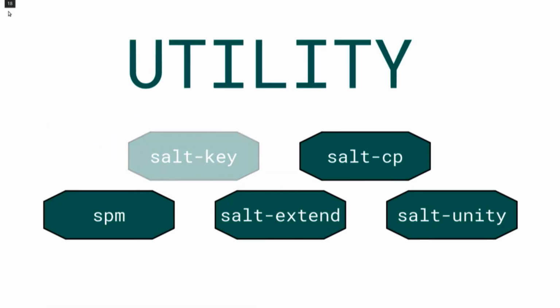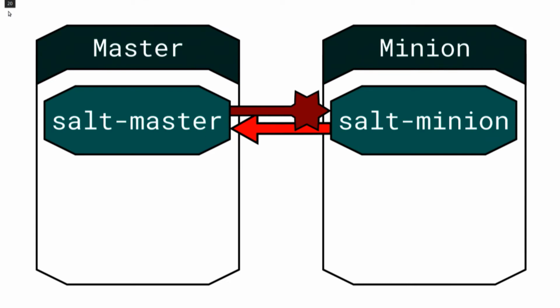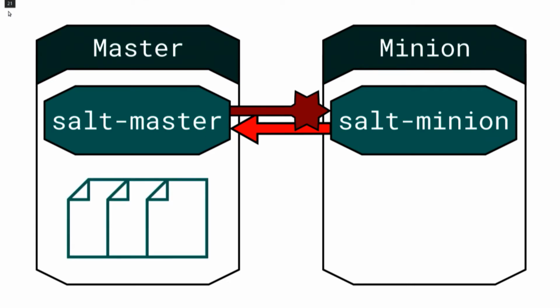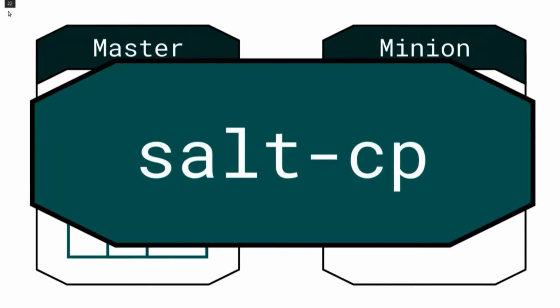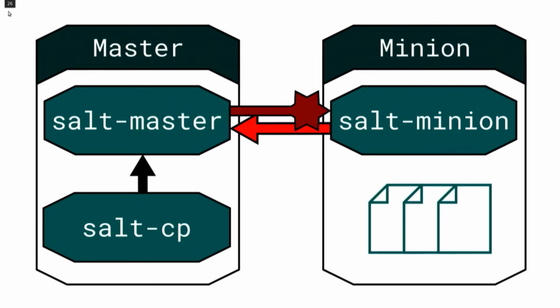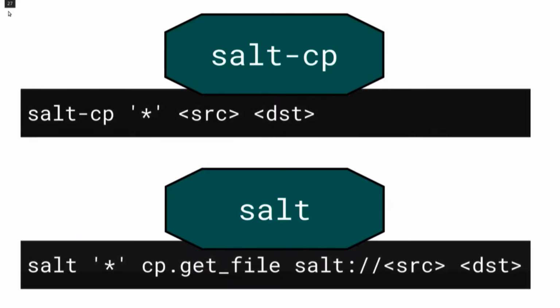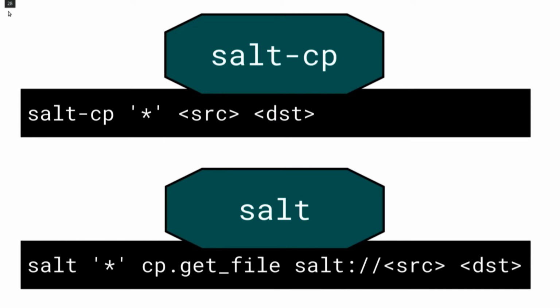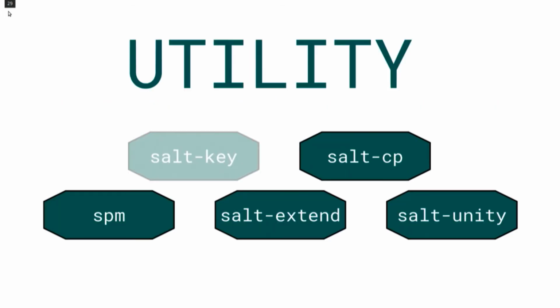Next is Salt Copy. Salt Copy is also very simple. So you've got a master, you've got a minion, you've got files on the master, you need to get to a minion or minions, and you can do that by writing states and all of that other stuff, but sometimes you want to do it in an ad hoc way. And that's what Salt Copy is for. You run Salt Copy on the master, and it can copy files to minions. In fact, it is just a wrapper around the Salt command. There's nothing you can do with Salt Copy that you can't do with the normal Salt command. The syntax is just a lot cleaner and simpler with Salt Copy. So it's there for you.